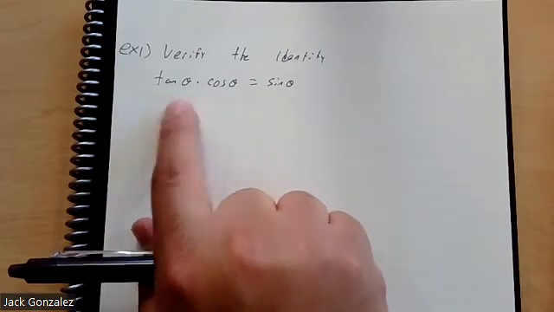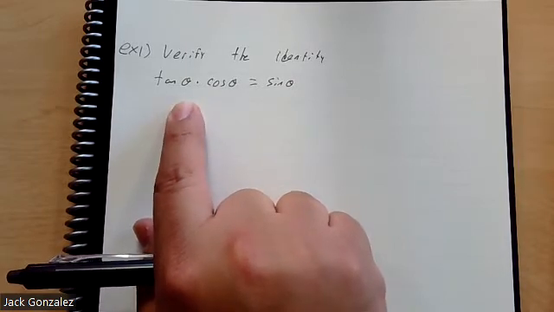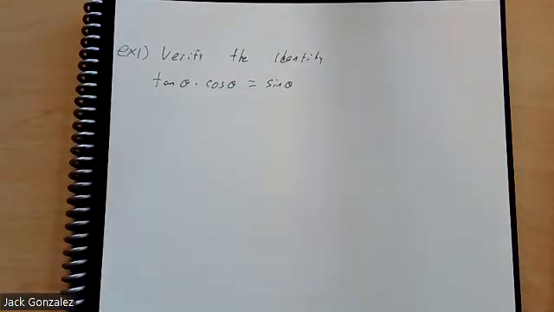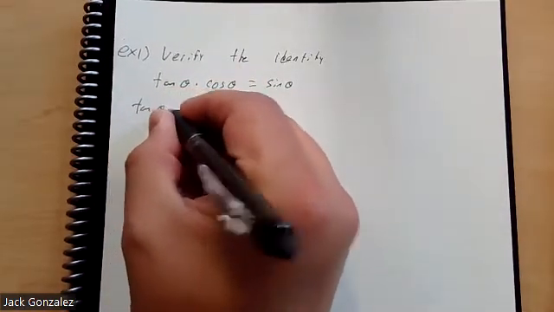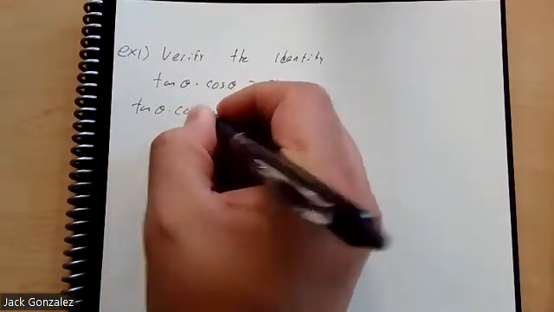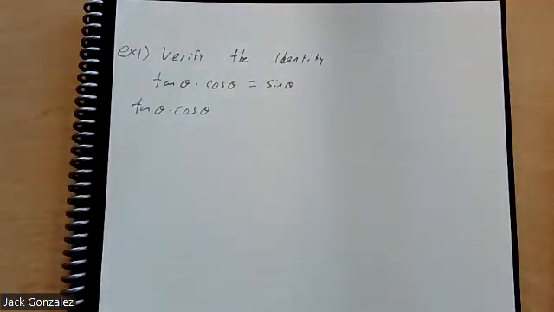So all you have to do is choose a side and then make it turn into the other side using what is true, using the definitions, properties, theorems. Okay. The rule of thumb is choose the side that is the most complicated. Don't choose the easy side.